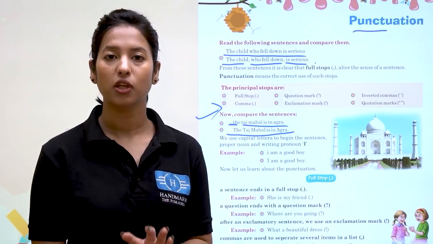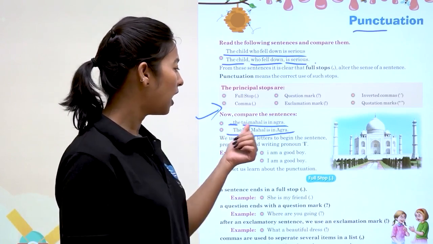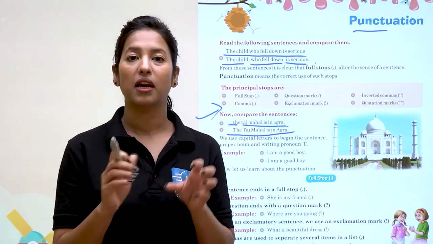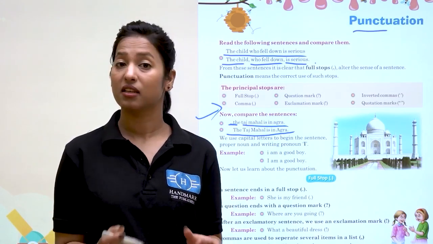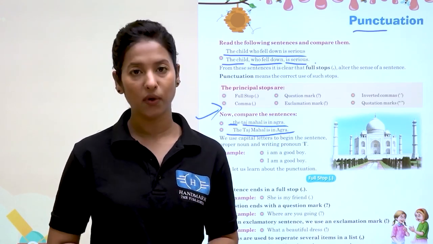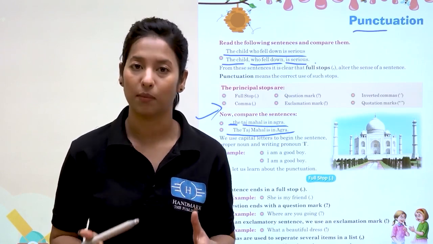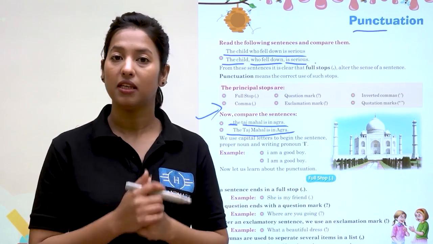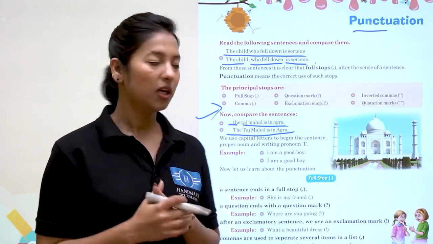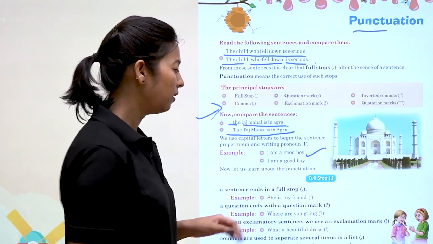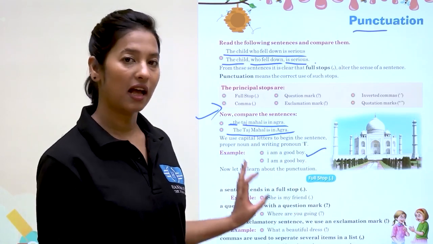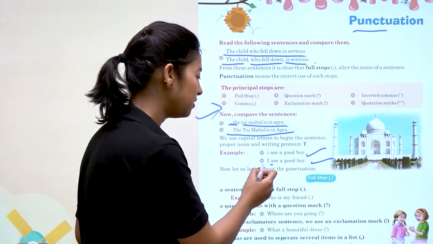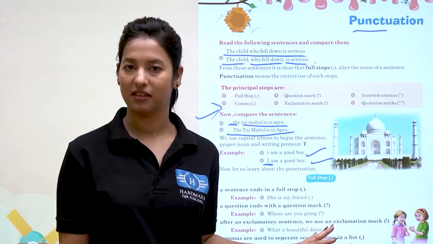And children, one more thing you should notice here is that the Taj Mahal was also written in small letters. But Taj Mahal is a proper noun, and as we have already learned, proper nouns always begin with a capital letter. So the Taj Mahal has also to be written in capital letters. Similarly, I am a good boy. So what is the mistake here? This I has to be written in capital. So now when we write it in capital letters, it makes complete sense.